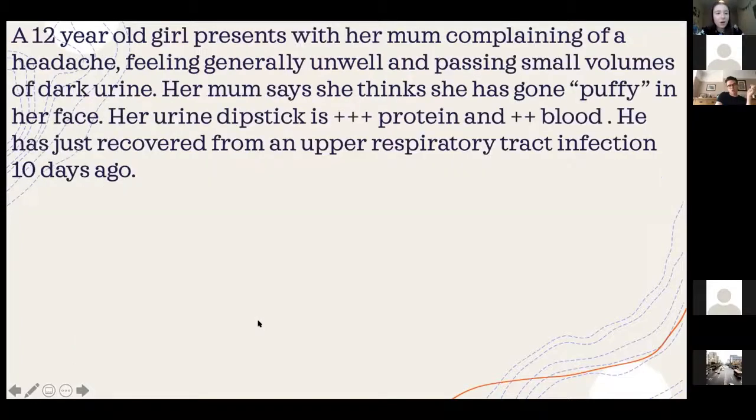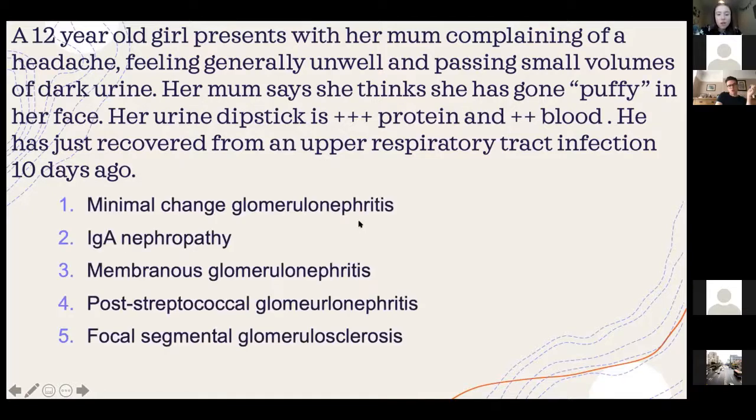And the next one, a 12-year-old girl presents with her mum complaining of a headache, feeling generally unwell and passing only small volumes of really dark urine. Her mum says she thinks she's gone quite puffy in her face and her face is swollen. Her urine dipstick is positive for blood and protein. She has just recovered from an upper respiratory tract infection 10 days ago. So what is the most likely cause here?